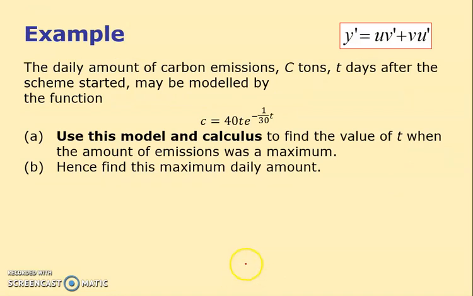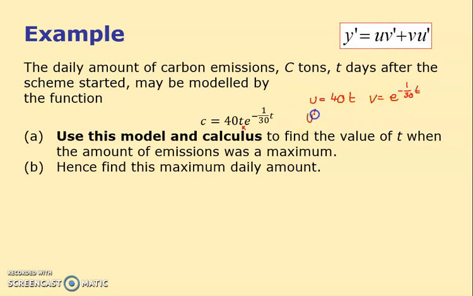So a couple of questions for us then, not many, but a couple. The daily amount of carbon emissions, C tons, T days after the scheme started may be modelled by this function. Notice for a start, it's in C and T now. It's not y and x. But notice that's the times, so really we've got two functions. The first function is u equals 40t, and my second function is v equals e to the minus 1 over 30t.